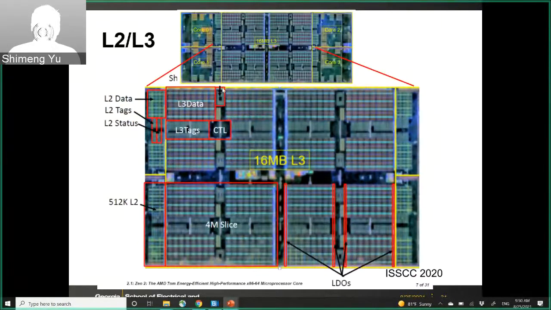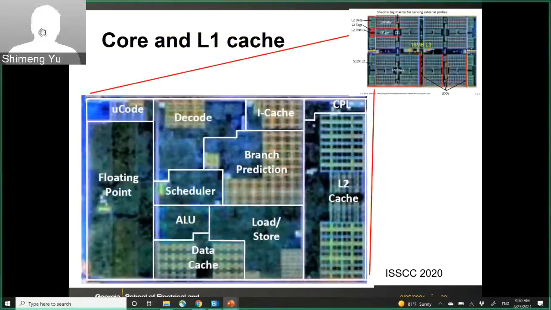So here is, I believe, a zoom in of this AMD processor. If you zoom in, then this is the L3 cache region. So you see those regular patterns. Those are the subarrays of the memories, and then in between you will have the peripheral circuits. And this is zooming in on the core and L1 cache region. So this is zooming in on this part.